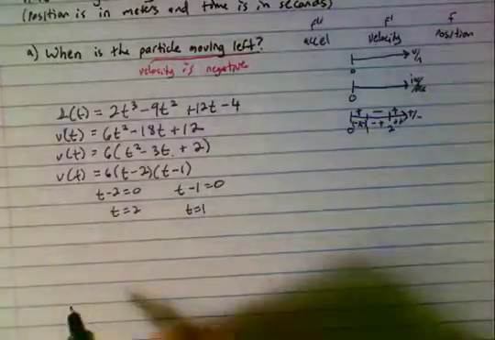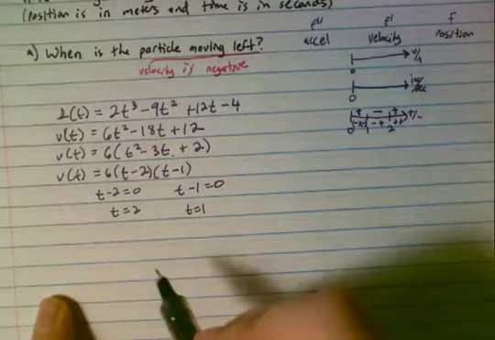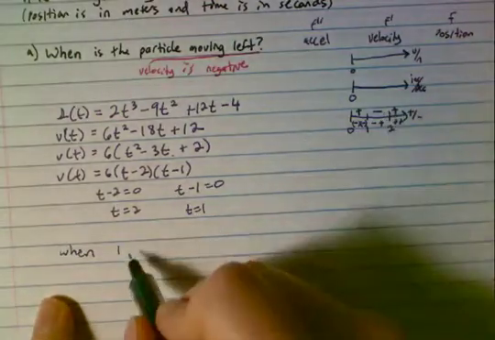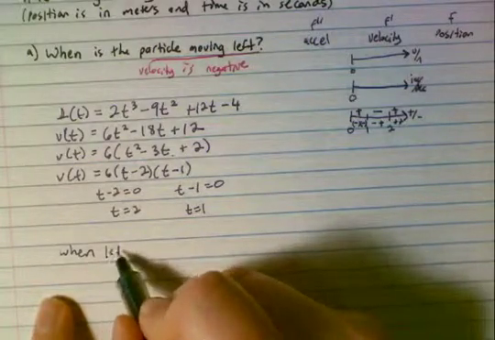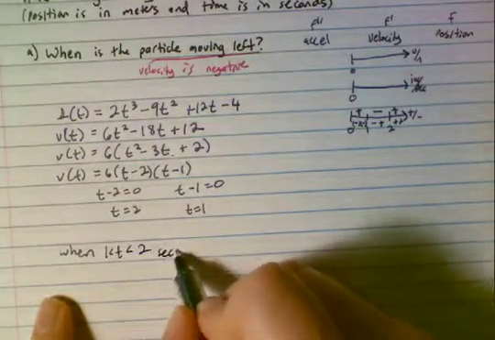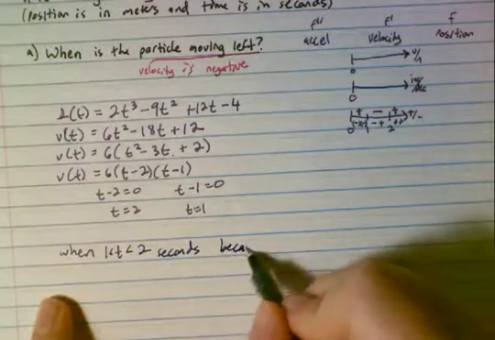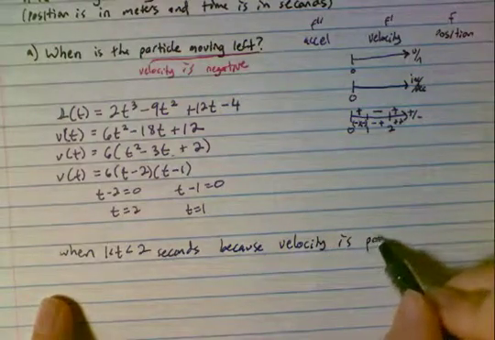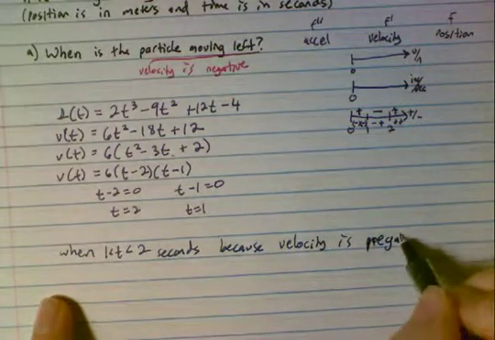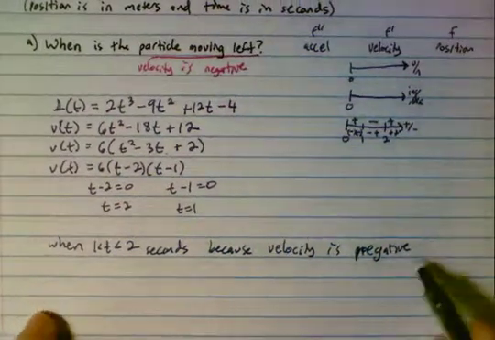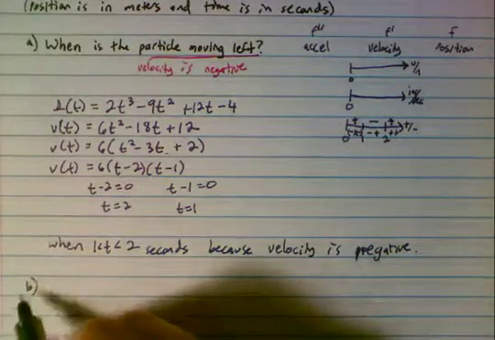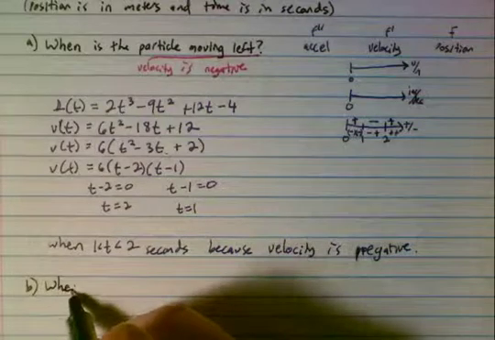So that means when is the particle moving left? When t is between 1 and 2 seconds. Negative. And there we go. How about when is velocity increasing?